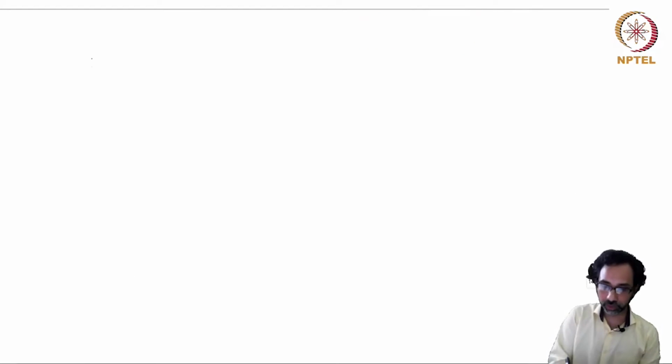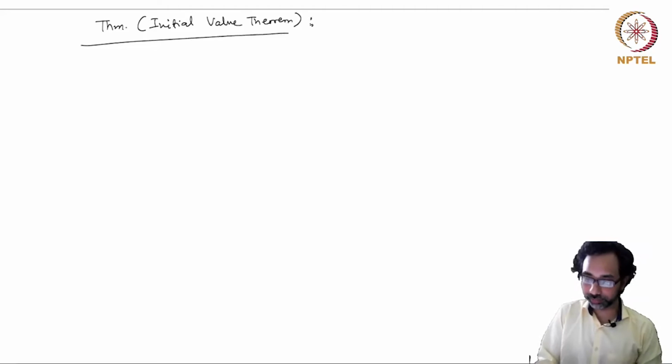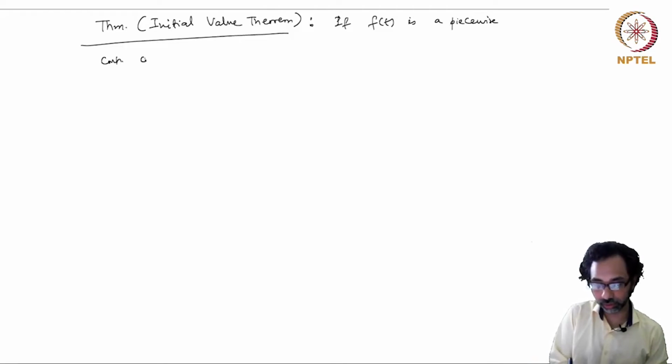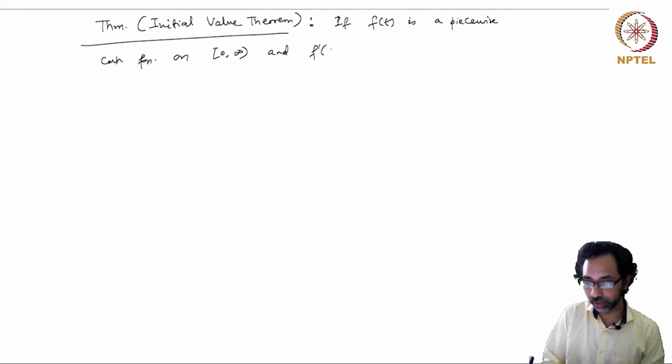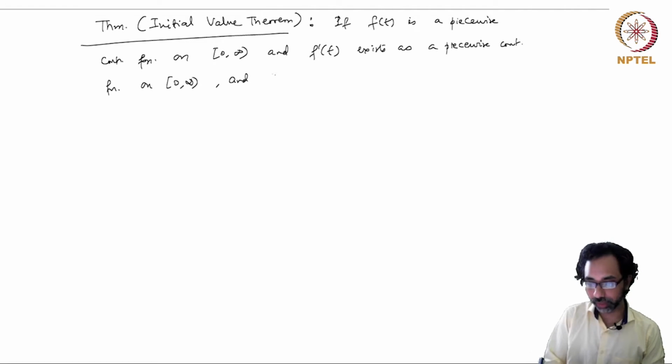In this respect we have two theorems. The first theorem is called the initial value theorem, and this says that if f(t) is a piecewise continuous function on the interval 0 to infinity, and f'(t) exists as a piecewise continuous function also on this interval 0 to infinity, and f and f' are of exponential order.